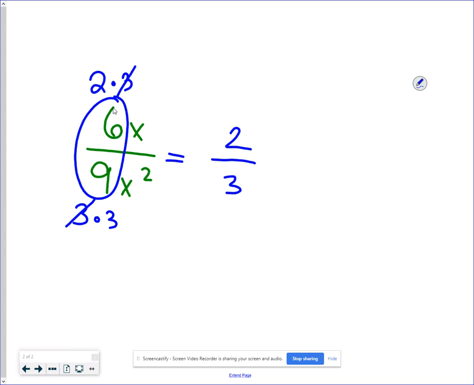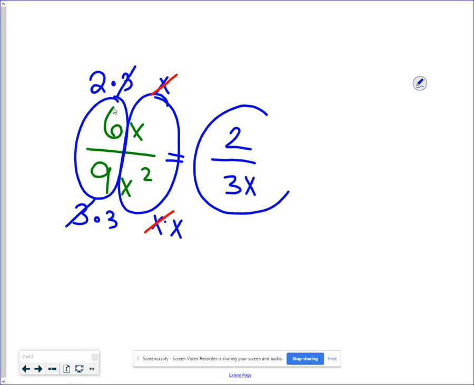But now, let's look at the x's. On top we got x, on the bottom we got x squared. Well, x is just x. X squared is x times x. So how many x's do they have in common? 1x. So we can mark out 1x. So what do we have left over? We have an x left over on the bottom. So my answer is just 2 over 3x. Now it's reduced. All right, so let's try another one.